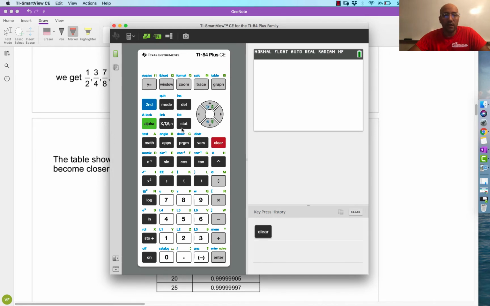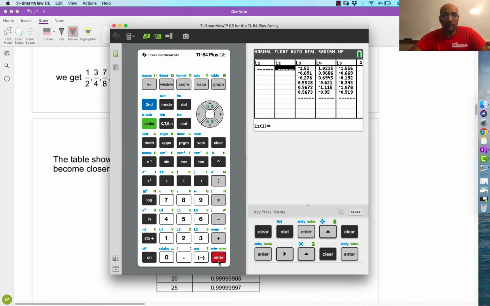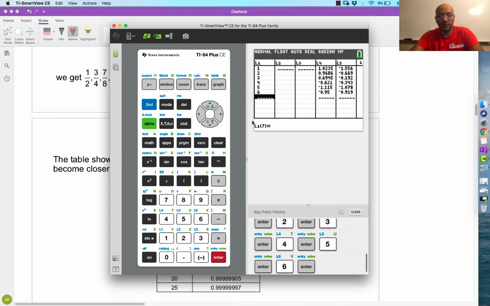Good practice. I'm going to go to Stat, Edit. I'm going to clear list 1, and clear list 2. Okay, so for list 1, I'm just going to put in the values of 1, 2, 3, 4, 5, 6, 7, 8, 9, 10. Let's just do the first 10.